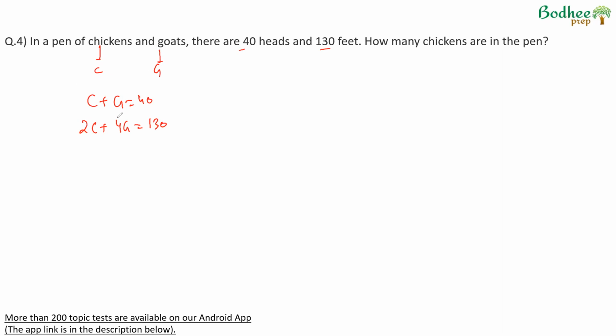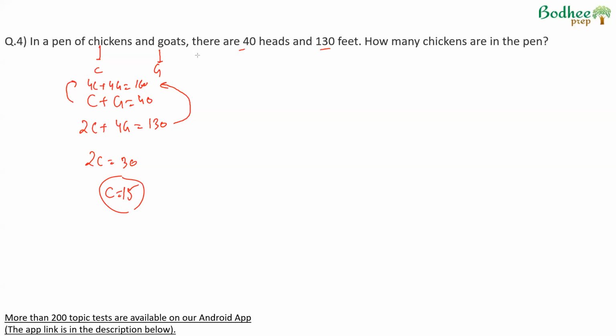We want to find out the number of chickens. So what we do is we multiply this by 4. So 4C plus 4G is equal to 160. Take this equation, subtract it from the first one. So 4C minus 2C is 2C. 4G cancel. 160 minus 130 is 30. C comes out to 15. Number of chickens is 15. This is one way of doing it.